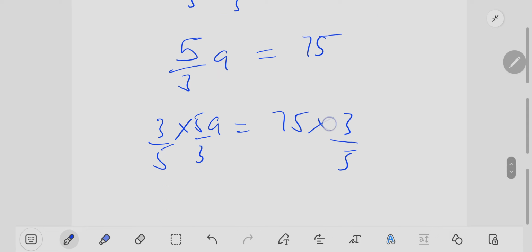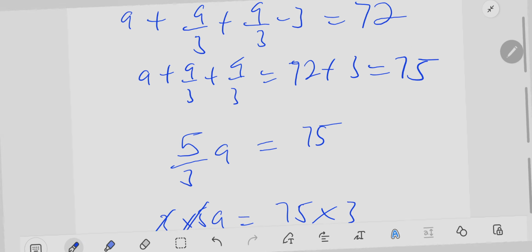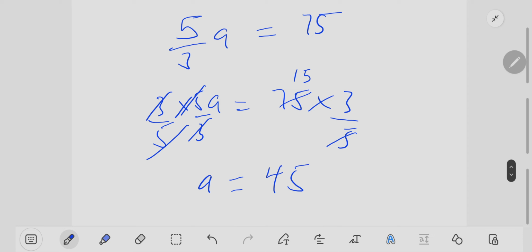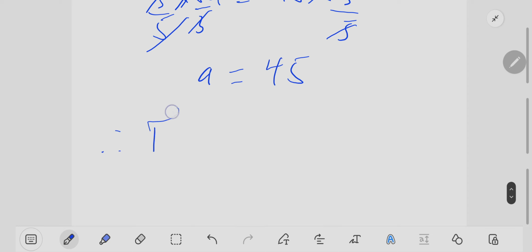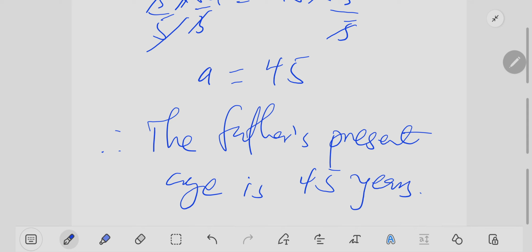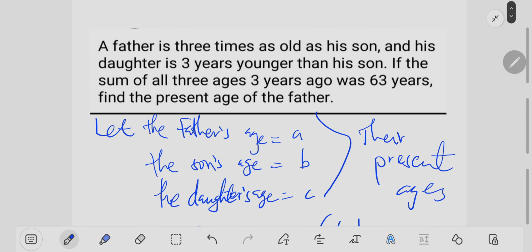So we are going to get this. These will cancel out to give us A at the left hand side, and at the right hand side we are going to have 75 times 3 on 5. 5 can cancel out 75 to give us 15, and 15 times 3 is 45. So we can just conclude that the father's present age is 45 years, and that will be the end of your solution, because the question wants us to find the age of the father.